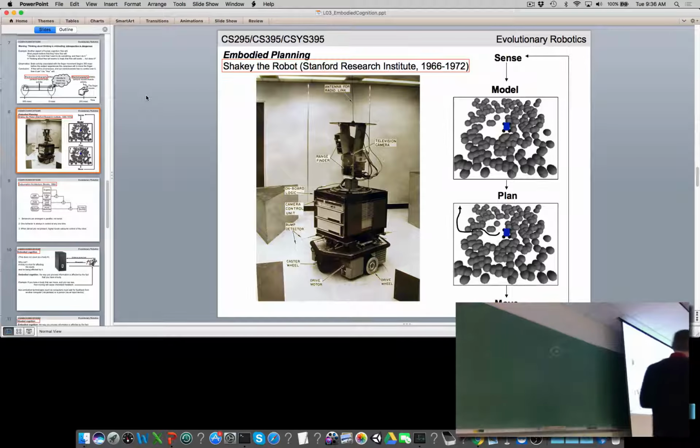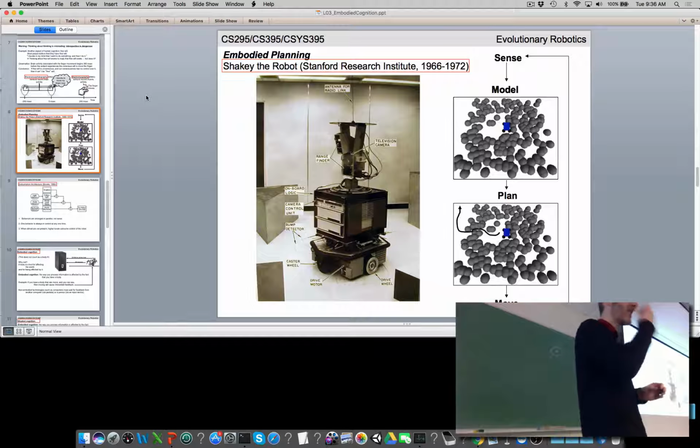So here's Shaky. This was pretty amazing in the 1960s because if you look carefully, there are no wires snaking out of the photograph. All of the computers controlling Shaky were on board, which was amazing at the time. Why do you think Shaky was called Shaky? It shakes. It shakes, absolutely.